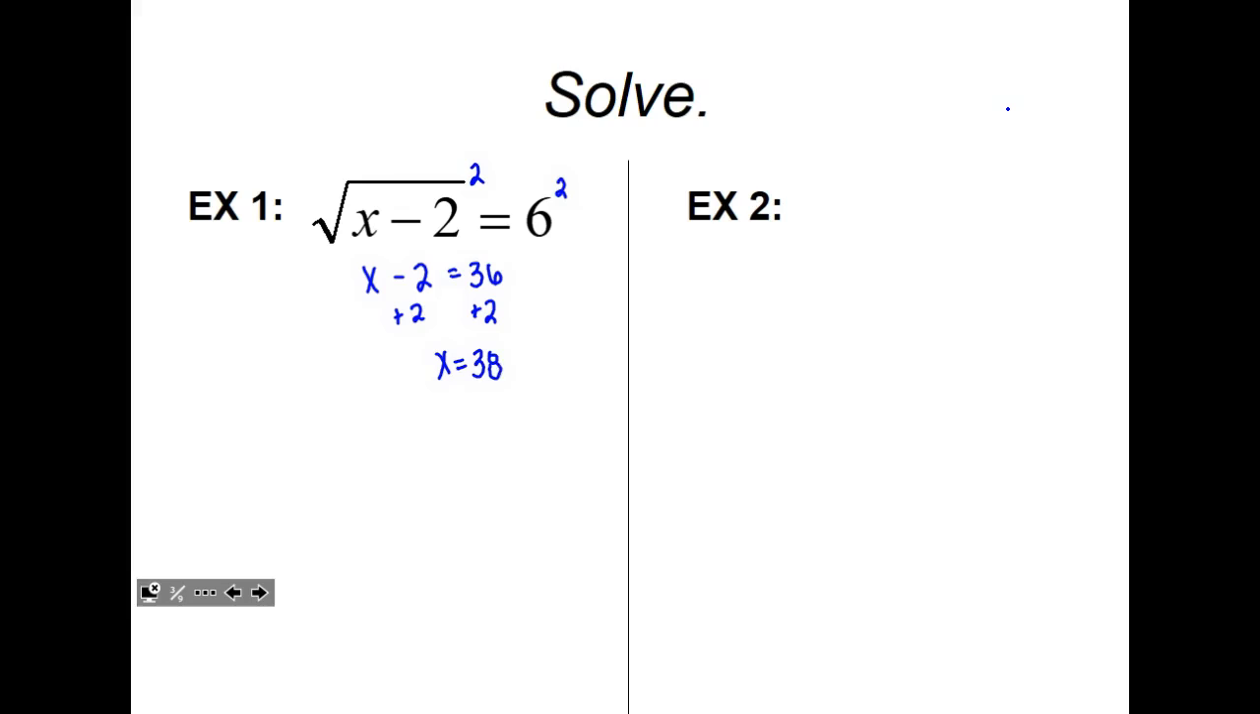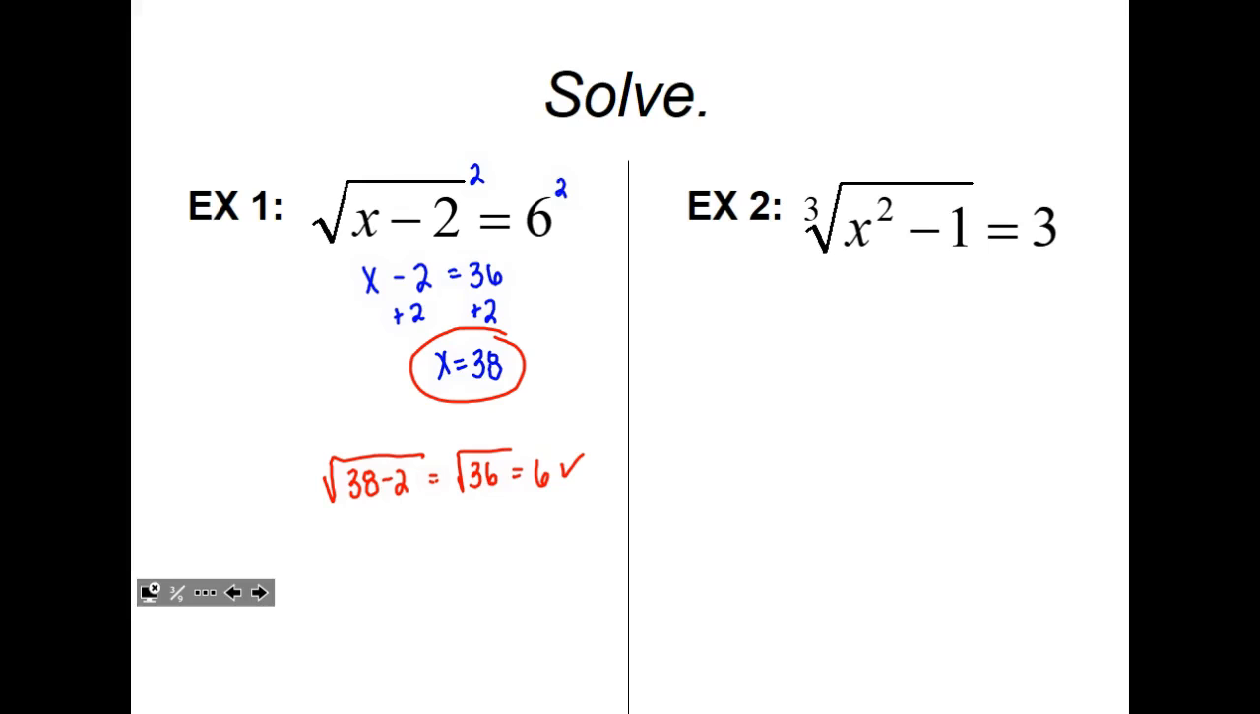Now because we have squared both sides of this equation, we have made it possible to get extraneous solutions. So for these, you want to always check your answers. Every time, check your answer. If we plug 38 back in, we get 38 minus 2 underneath the square root, which is going to give us the square root of 36, which is in fact 6. So we know that this is correct and 38 is our answer.